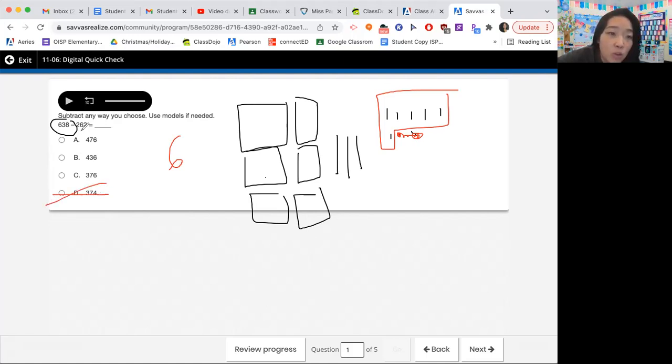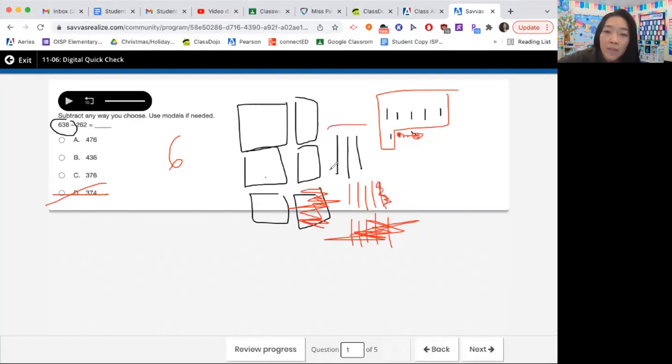Then I need to subtract 6 tens. Uh-oh, I don't have 6 tens to subtract. So what do I need to do? Go next door and get 10 more. So I need to get 10 more tens. 5, 6, 7, 8, 9, 10. Now I have enough tens. So I'm going to take away how many? 6. So 1, 2, 3, 4, 5, 6.